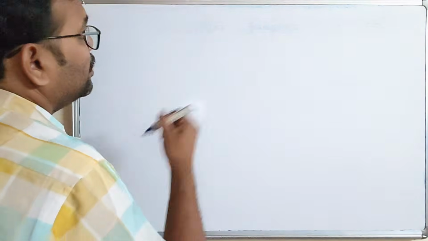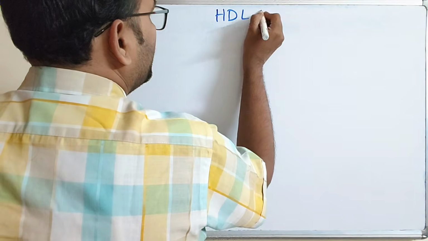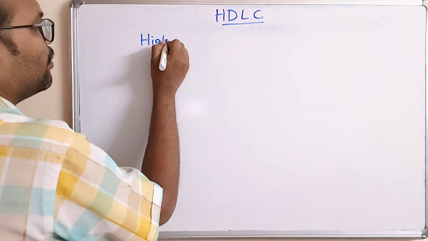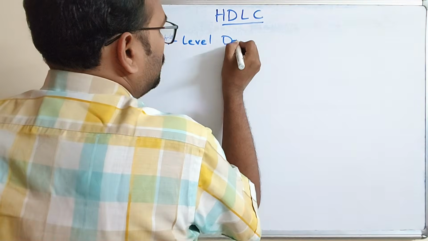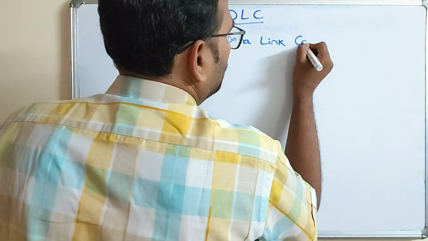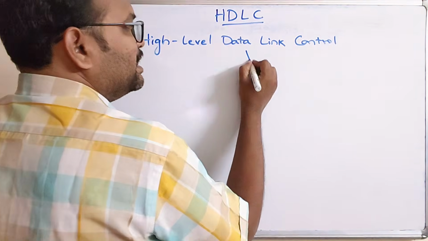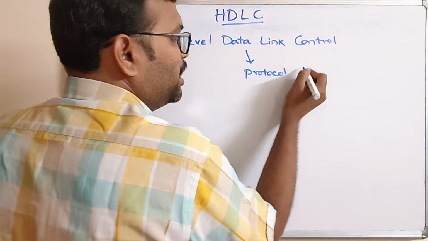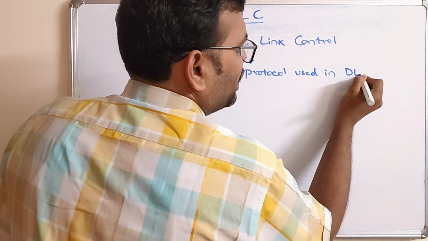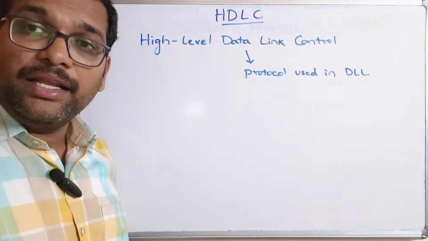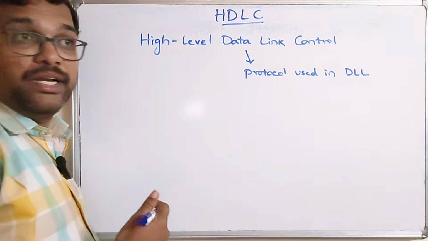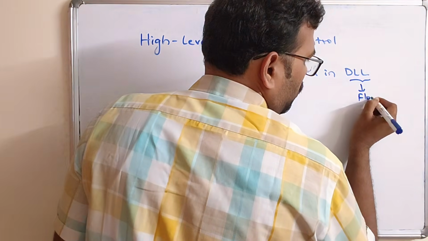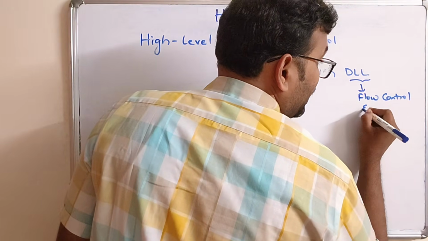So today we'll discuss one more concept in computer networks, that is HDLC, High-level Data Link Control, which belongs to the data link layer. So HDLC, High-level Data Link Control, is a protocol used in the data link layer. The main design issues of a data link layer are flow control and error control, that we have already discussed, right? So flow control and error control.